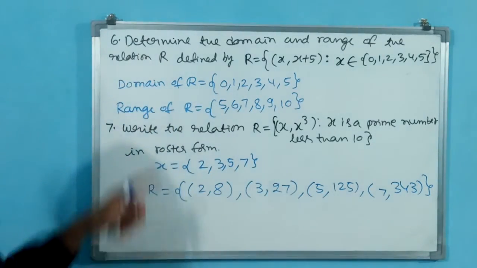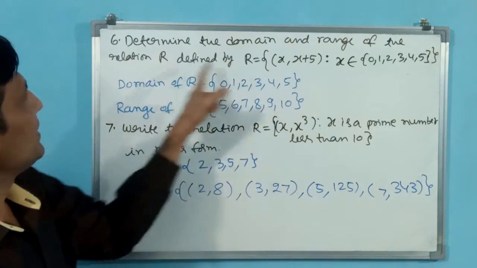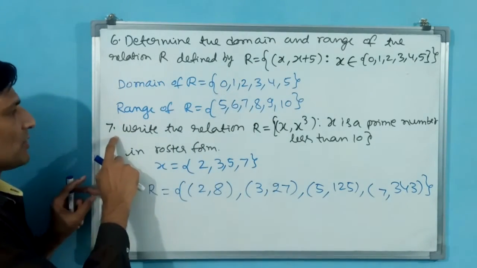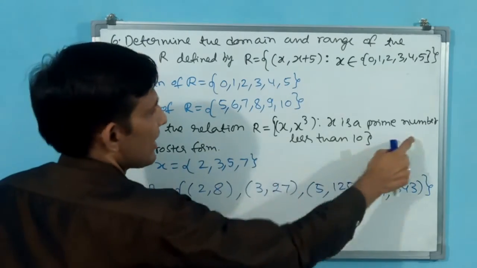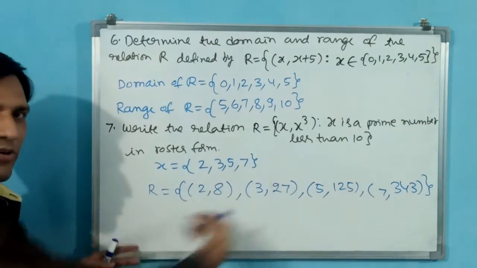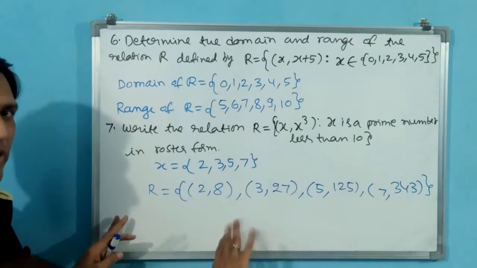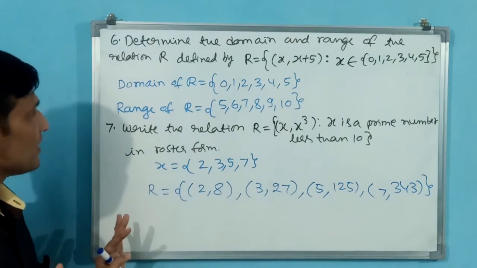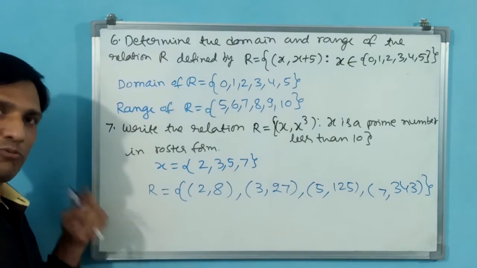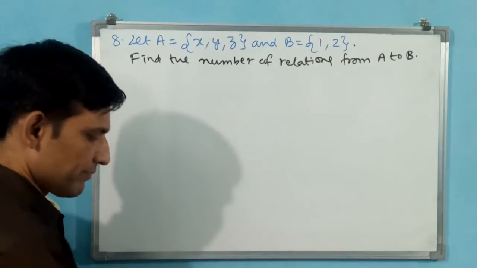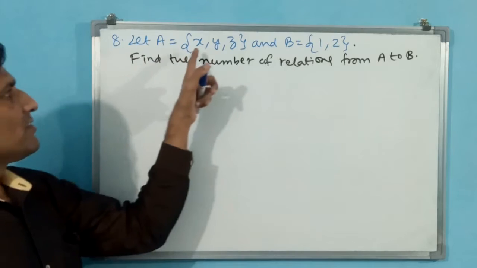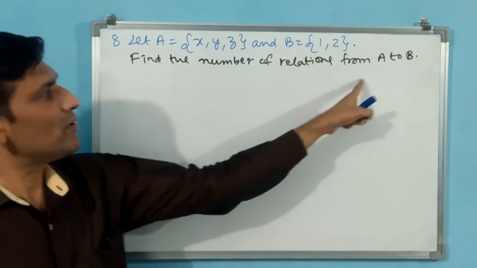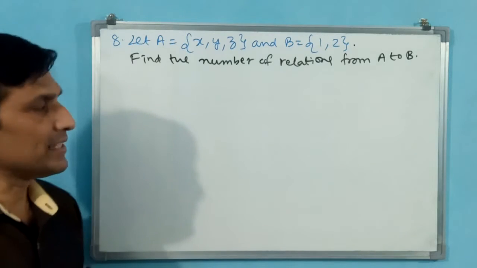First, determine the domain and range of the relation. See. Oh, sorry. This is our question: write the relation R in roster form. That's all we have written. He has not asked again for domain or range. He asked only for the relation. That's all. You understood now from this problem? Shall we go for the 8th problem? It asks: let A is equal to x, y, z and B is equal to 1, 2. Find the number of relations from A to B. He is asking us.